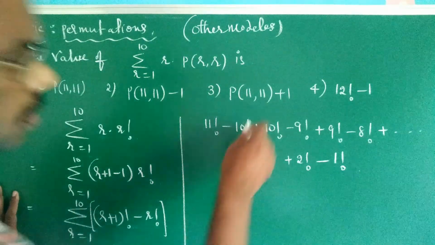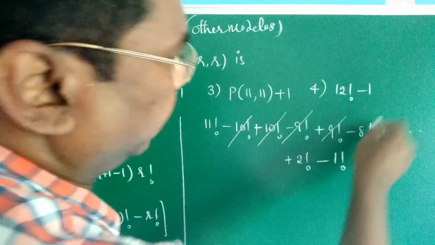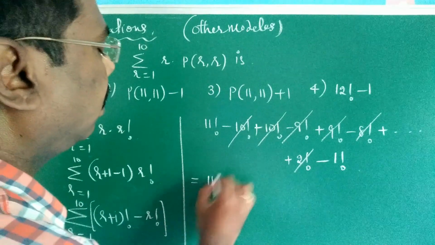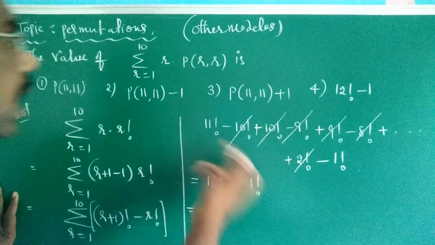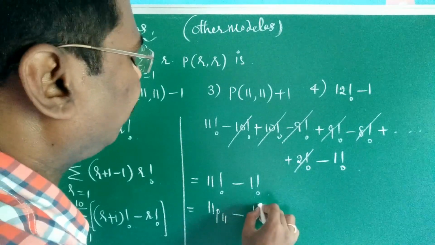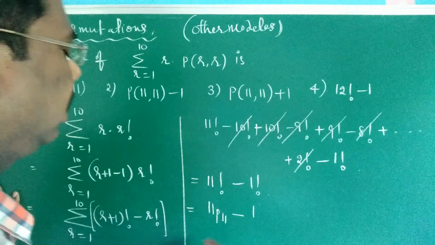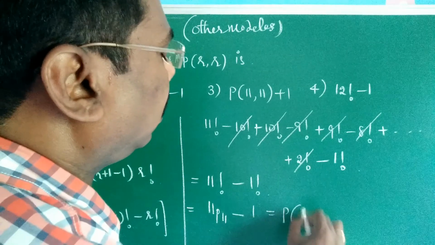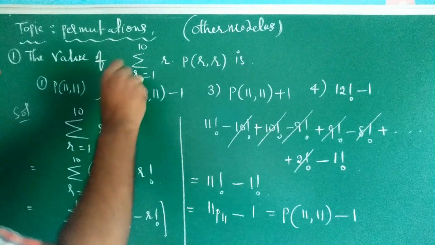Now here 10 factorial minus 10 factorial cancel, minus 9 factorial plus 9 factorial cancel, and so on up to 2 factorial cancel. Only 11 factorial minus 1 factorial remains. 11 factorial can be written as 11P11, and 1 factorial value is 1. So 11P11 minus 1. Therefore option 2 is the correct one.